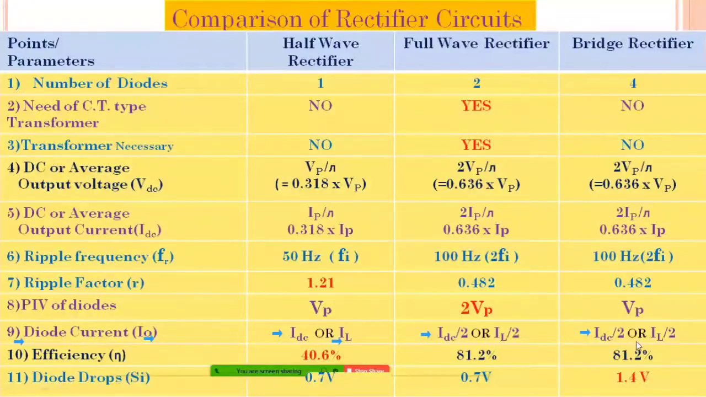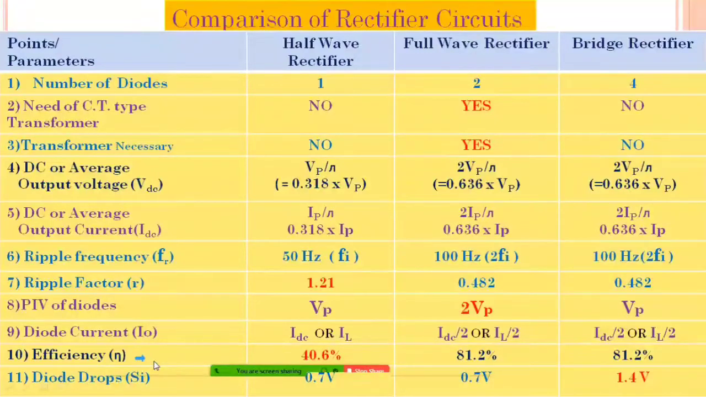Similarly, in case of bridge, we find two diodes in series with the load conduct during one half cycle, and the remaining two conduct during the next half cycle. So the resultant current through a diode in either cycle is half of the total current carried at output through the load in the bridge rectifier circuit. So it is half of IDC.